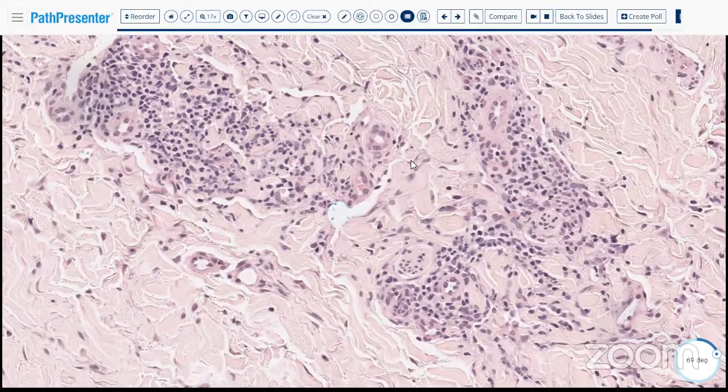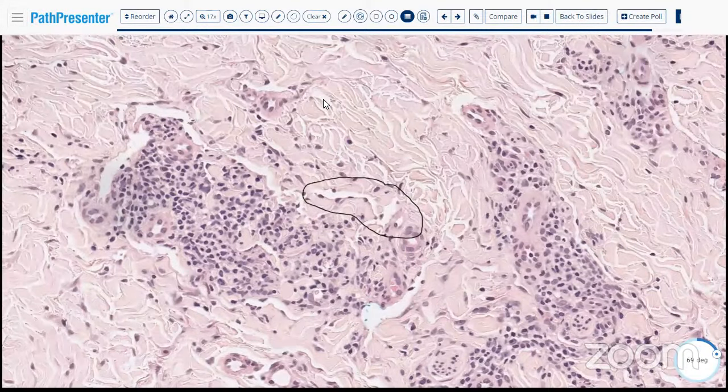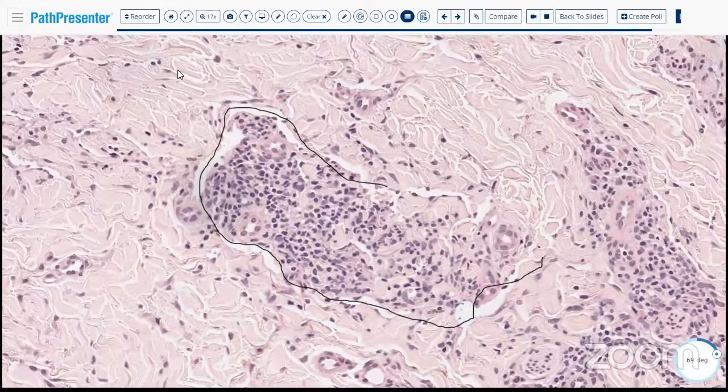But as we keep looking, there are also these kinds of cracks forming in our collagen, and those cracks seem to be lined by these cells as well. These cells are endothelial cells. So finding those cracks in that busy dermis is a helpful clue.